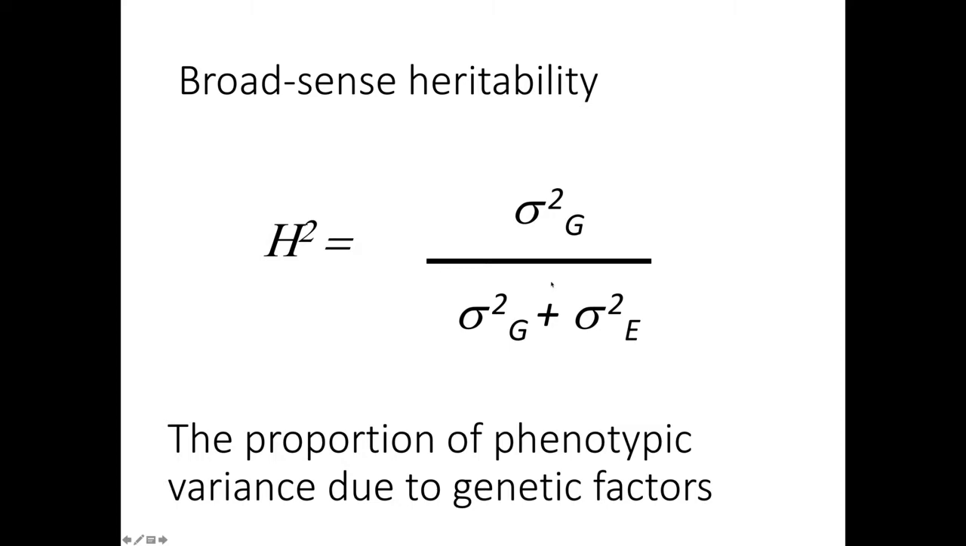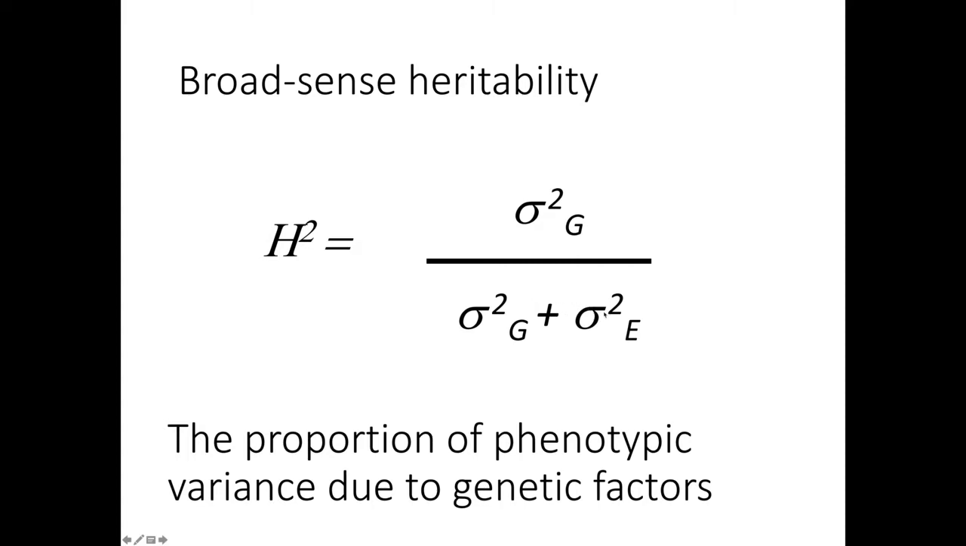You might have another case where you have 10 units of variance for genotypic variance, so 10 here and 10 here, but you also have an equal amount of variation that's attributed to the environment, so another 10 units, so it would be 10 divided by 10 plus 10, or 20, so it would be 0.5.